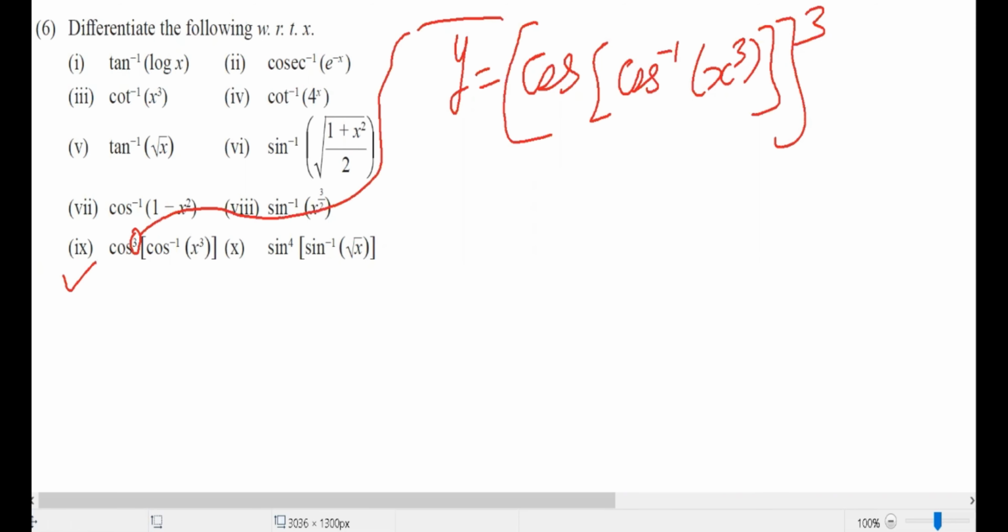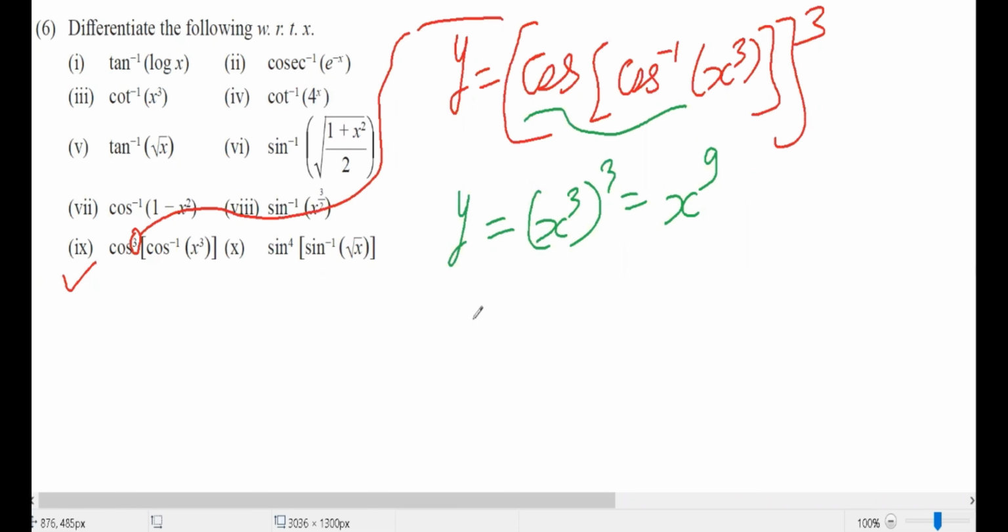Now I can observe here that cos and cos inverse will be nullified, and I will get only x cube whole to the power of 3, which is nothing but x to the power of 9. So my y is x to the power of 9. Now you find the derivative of y with respect to x. You will get the answer as 9 x to the power of 9 minus 1, which is 8. Clear?